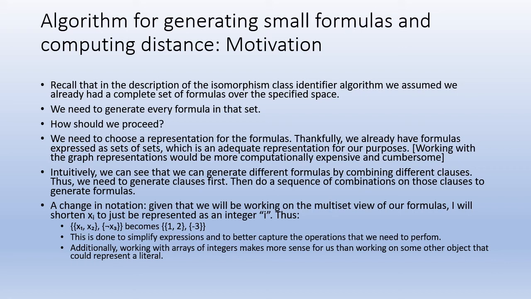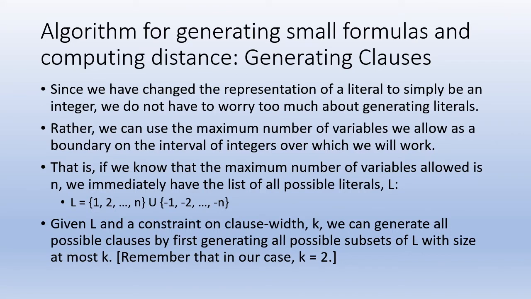This is done to simplify expressions and to better capture the operations that we need to perform. Additionally, working with arrays of integers makes more sense for us than working on some other object that could represent a literal. Of course, clauses contain literals, but since we have changed the representation of a literal to simply be an integer, we do not have to worry too much about generating literals. Rather, we can use the maximum number of variables we allow as a boundary on the interval of integers over which we will work. That is, if we know that the maximum number of variables allowed is n, we immediately have the list of all possible literals, which we call L. This list would be the set 1, 2 up to n, union -1, -2 up to -n.